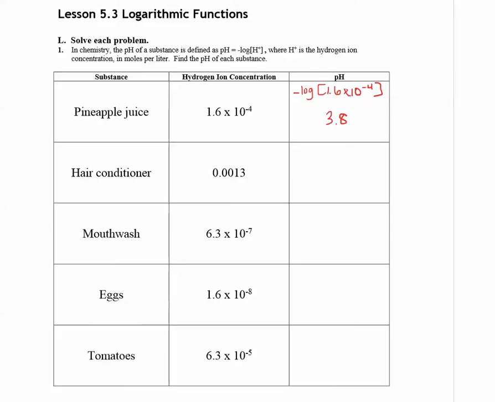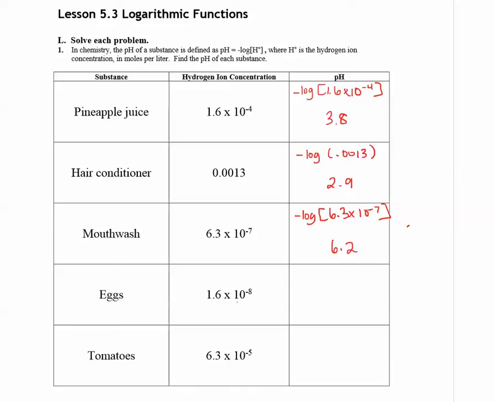Hair conditioner, 0.0013, so it would be negative log of 0.0013. This is 2.886, so I'm going to say 2.9 for the pH. Mouthwash, negative log of 6.3 times 10 to the negative seventh. This gives you a pH of 6.2.